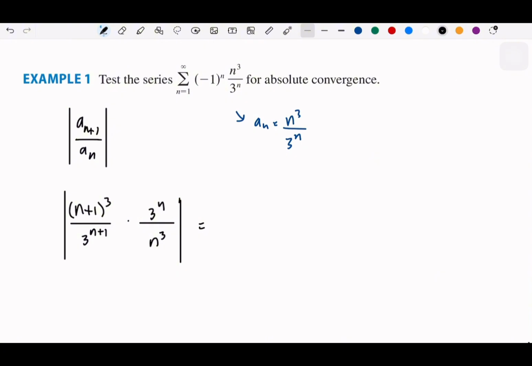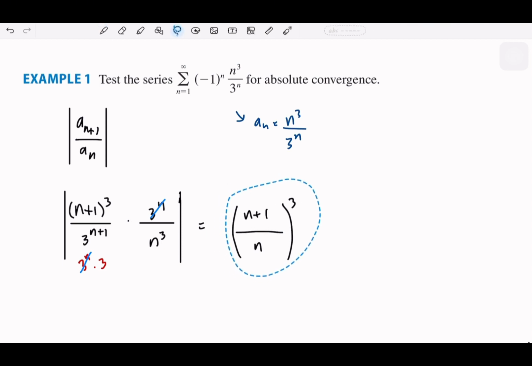And I will write (n plus 1) cubed. Or let me just combine these two, cubed. And then 3 to the power of n is the same as that, right? So we can cancel this with that. So we have 1 over 3. So let me put 1 over 3 in the front.